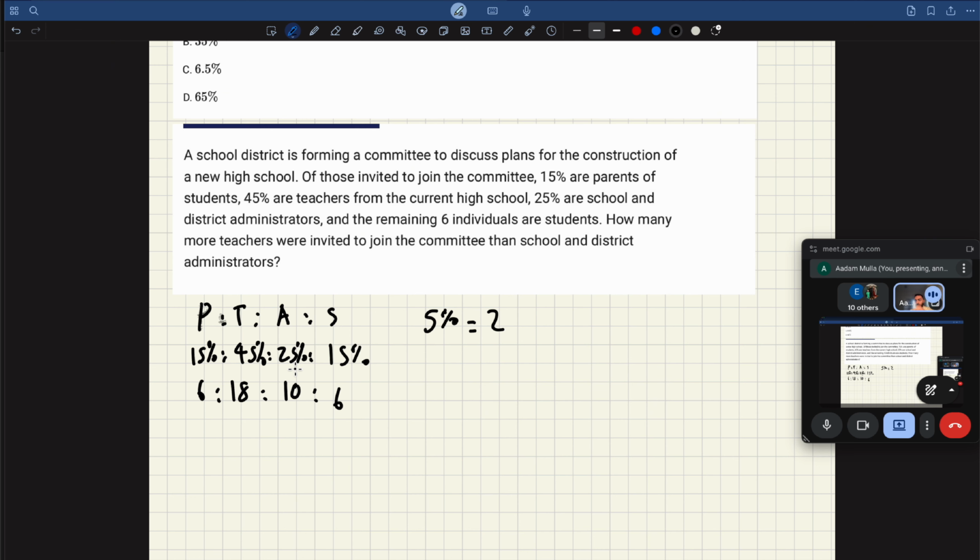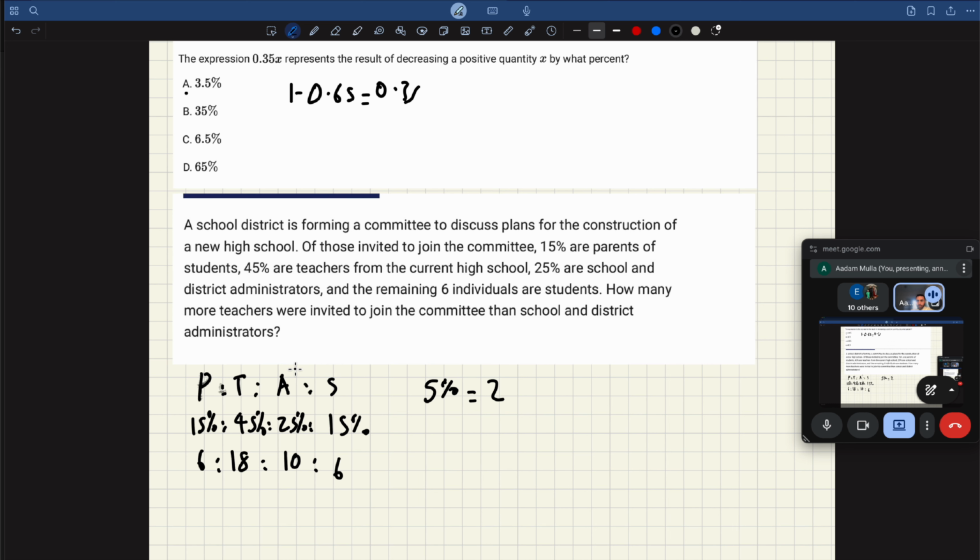Oh, Jack, I didn't see you got the previous one incorrect. So if you were multiplying by 0.35, there are two things that could be happening. It could be finding 35%, or it's a decrease of 65%.